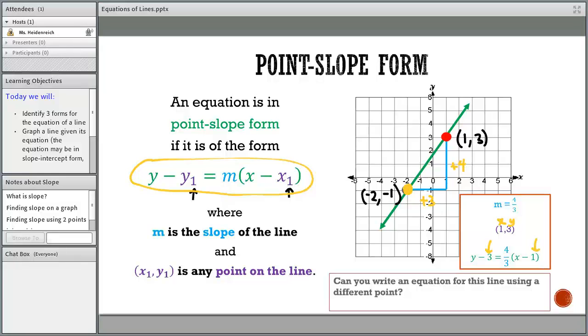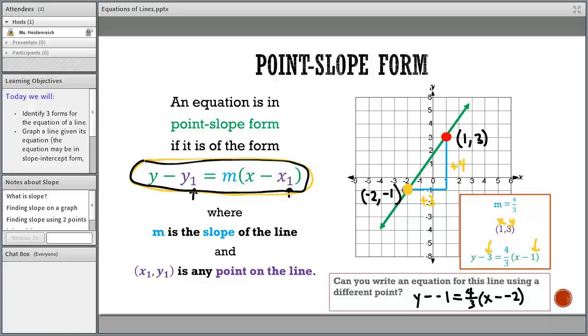So let's look at the other point, because that would have been a valid point to use as well. If I were going to write an equation in point slope form using the point -2, -1, I would put y minus -1, because the y value of that point is -1, equals, the slope is still 4/3, I put a parenthesis, and then I put x minus -2. And if you're wondering where all this is coming from, it's coming from this formula. I'm just filling in everything that I know in the formula.